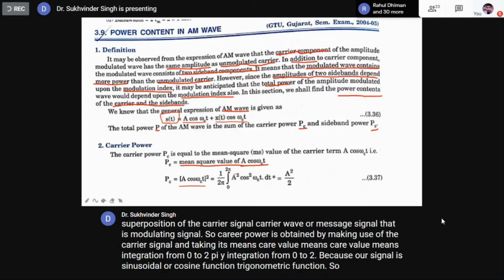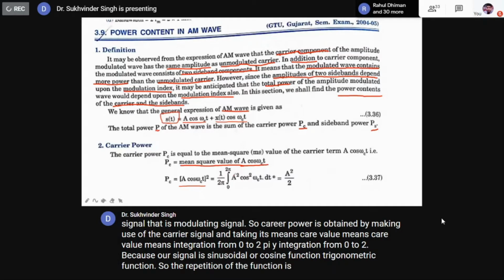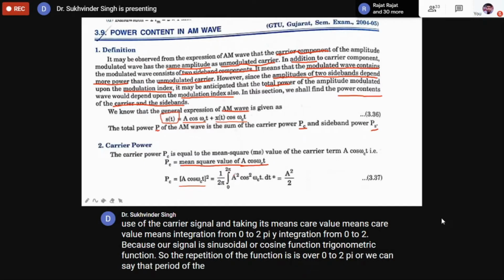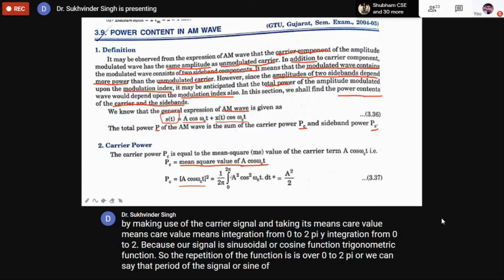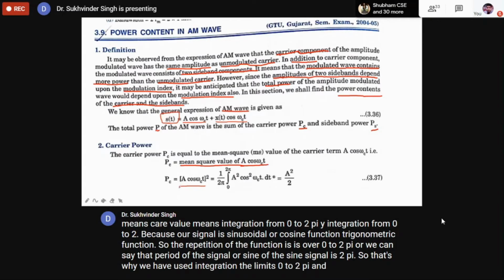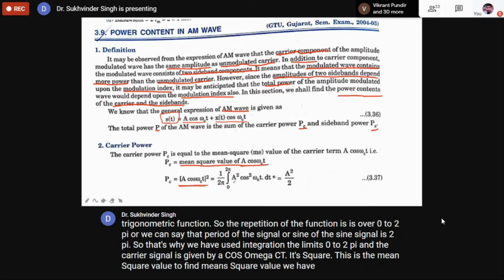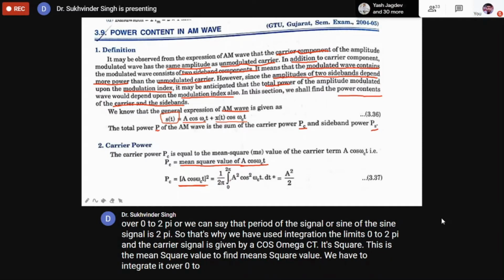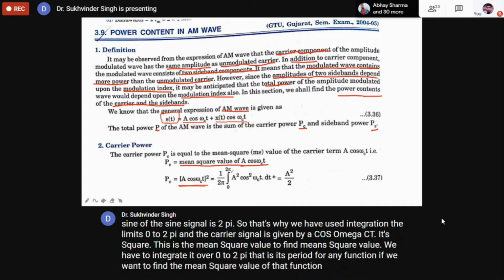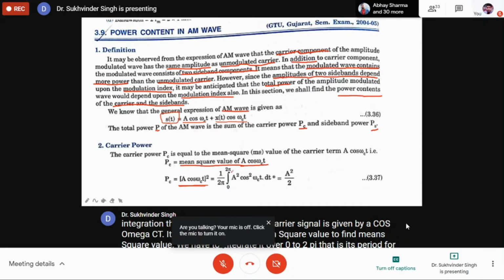So the repetition of the function is over 0 to 2 pi, or we can say that the period of the sine or cosine signal is 2 pi. So that's why we have used in the integration the limits 0 to 2 pi, and the carrier signal is given by a cos omega ct. Its square, this is the mean square value. To find the mean square value, we have to integrate it over 0 to 2 pi, that is its period. For any function, if we want to find the mean square value, then we have to square the function and integrate it over its period.